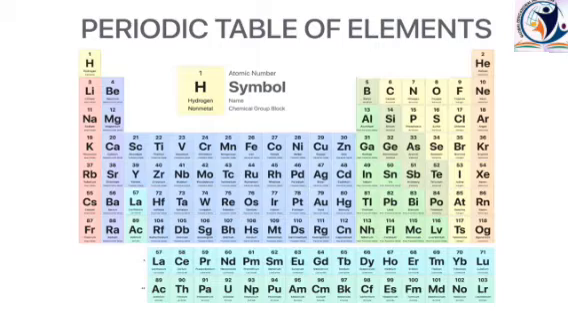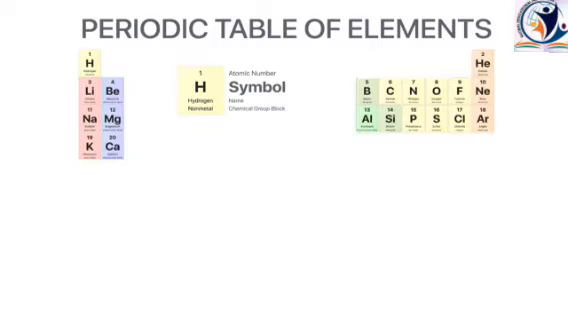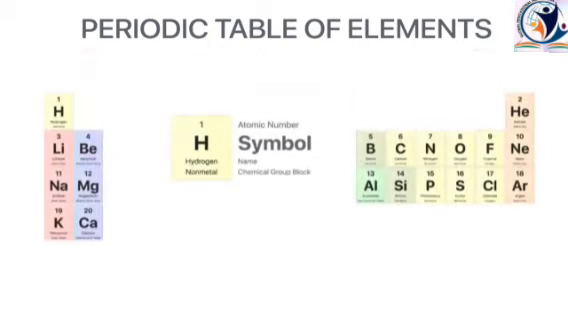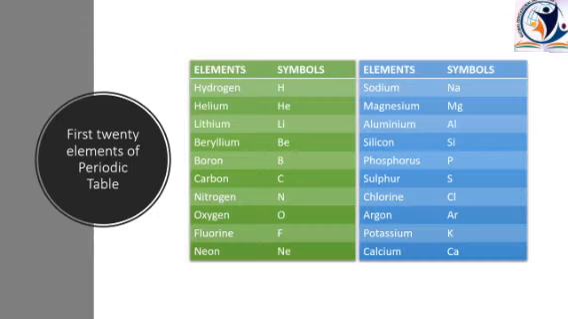There are 118 elements and these elements are arranged systematically in the periodic table, out of which the first 20 elements you will be studying now. Now these are the first 20 elements of the periodic table. You note down these elements along with their symbols in your notebook.